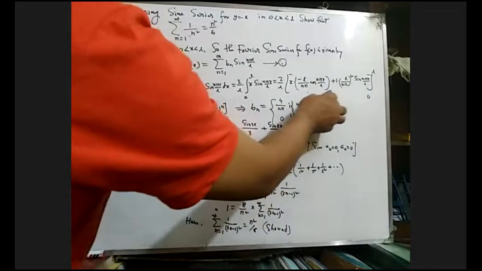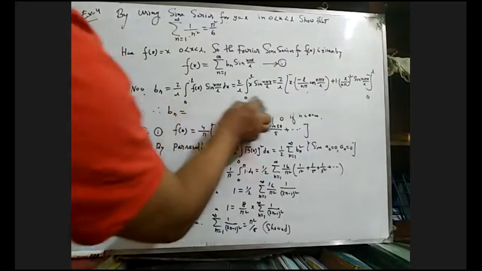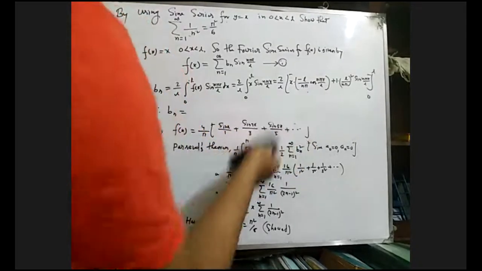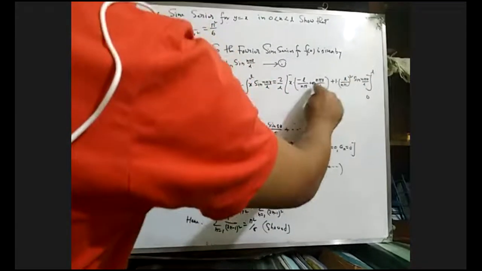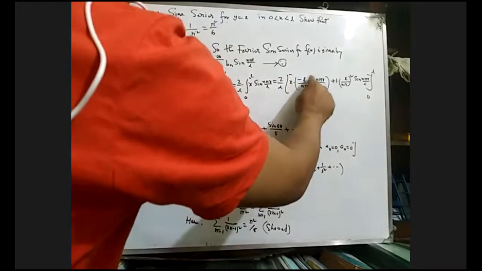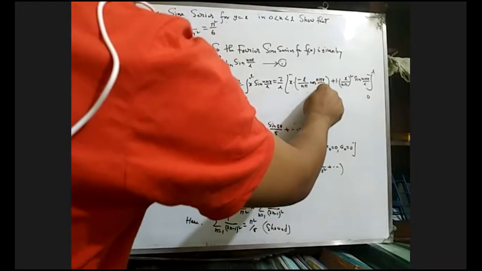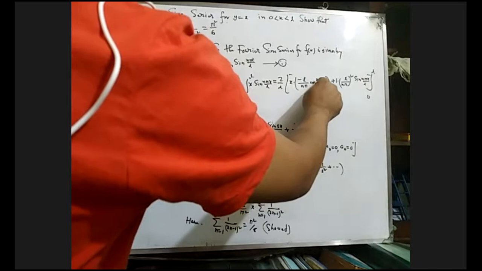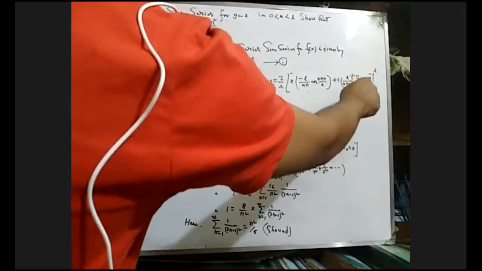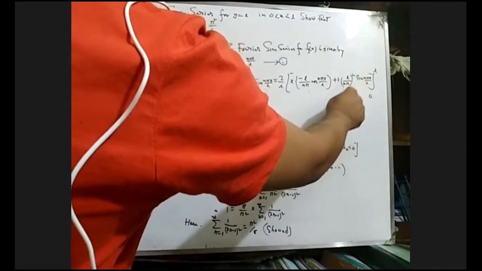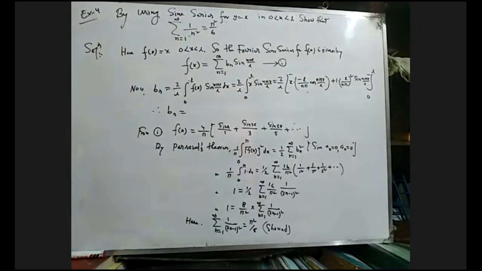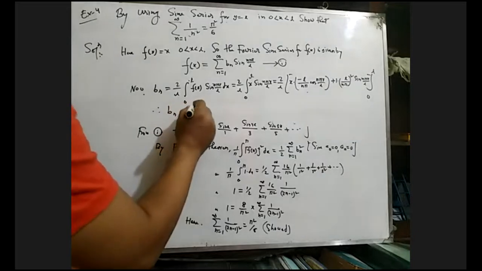So bn values what will be here? After putting L, here L will be L into something, and LL will be cancelled, so cos n pi we get. And this will be LL, and sin n pi will be 0. And for 0, whole are 0. So we get only one term from here. Okay, the third term will be cancelled. So we get only 2 by L, 2 by L.